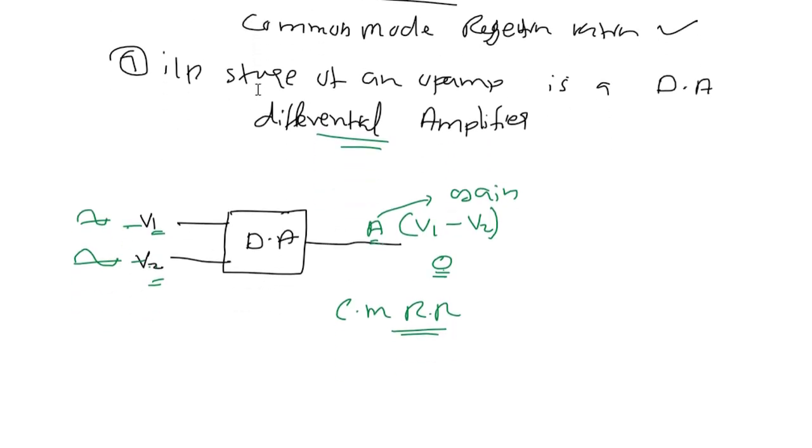It will reject the common mode signal. And we define the CMRR as the ratio of the differential mode gain to the common mode gain. Here ADM represents the differential mode gain and ACM represents the common mode gain. Now for our operational amplifier, the common mode gain will be 0. So in the denominator you will have a 0. That means CMRR will be infinite for an operational amplifier.